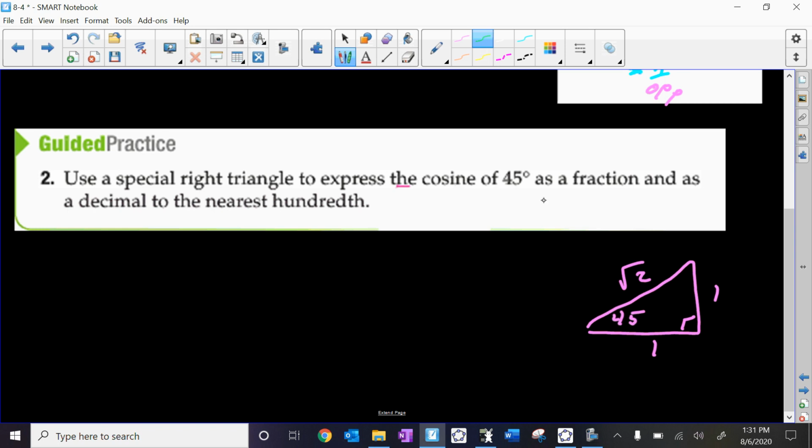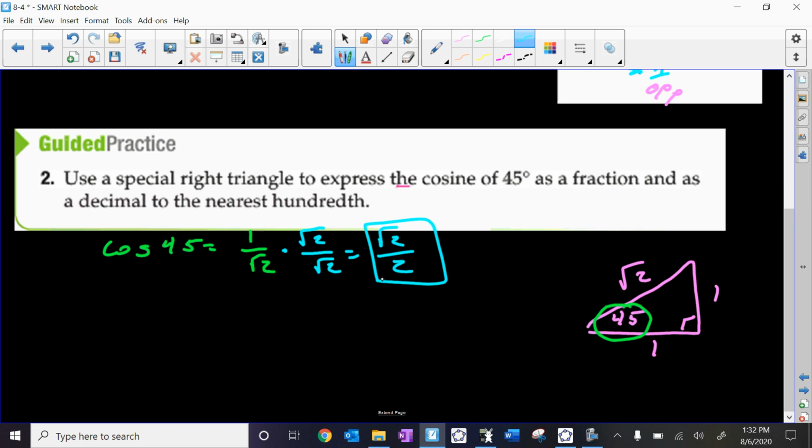In terms of cosine of 45, we know cosine is adjacent over hypotenuse. So we would say that cosine of 45 is the same thing as, if I focus on this 45 right here, adjacent would be this 1. Your hypotenuse would be square root of 2. And then again, rationalize your denominator. We multiply by the square root of 2 over the square root of 2. And as a fraction, it comes out to square root of 2 over 2.